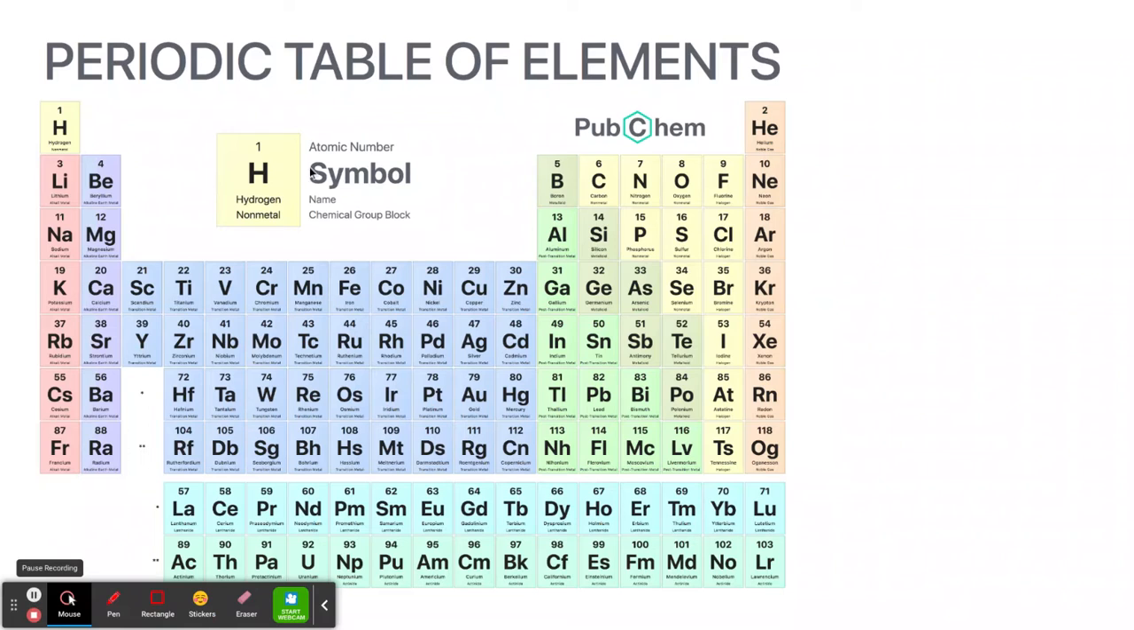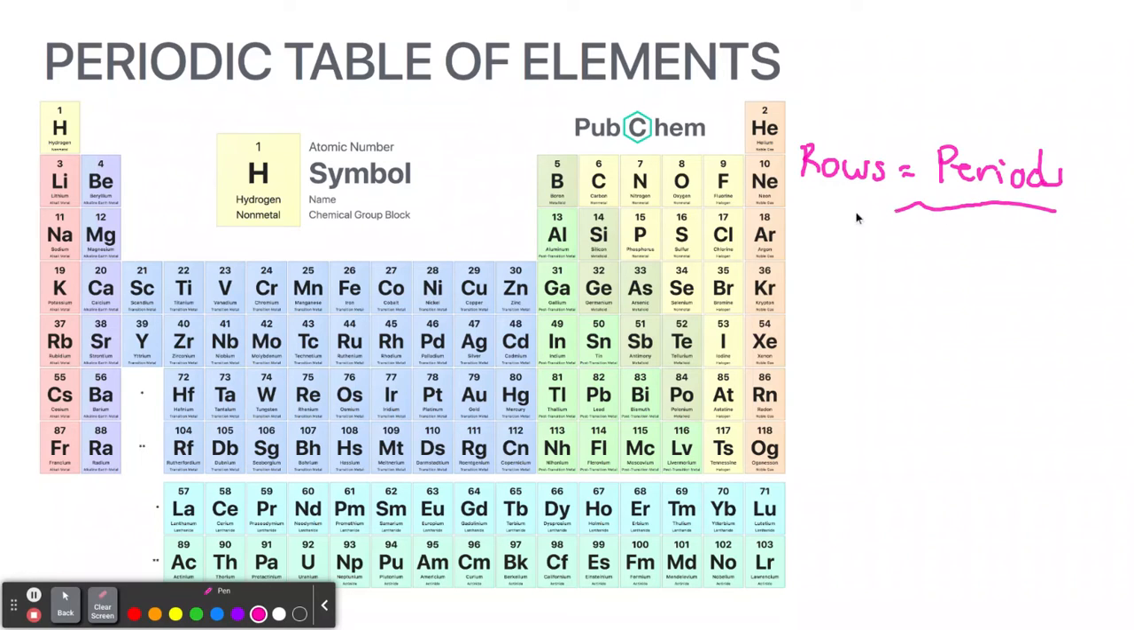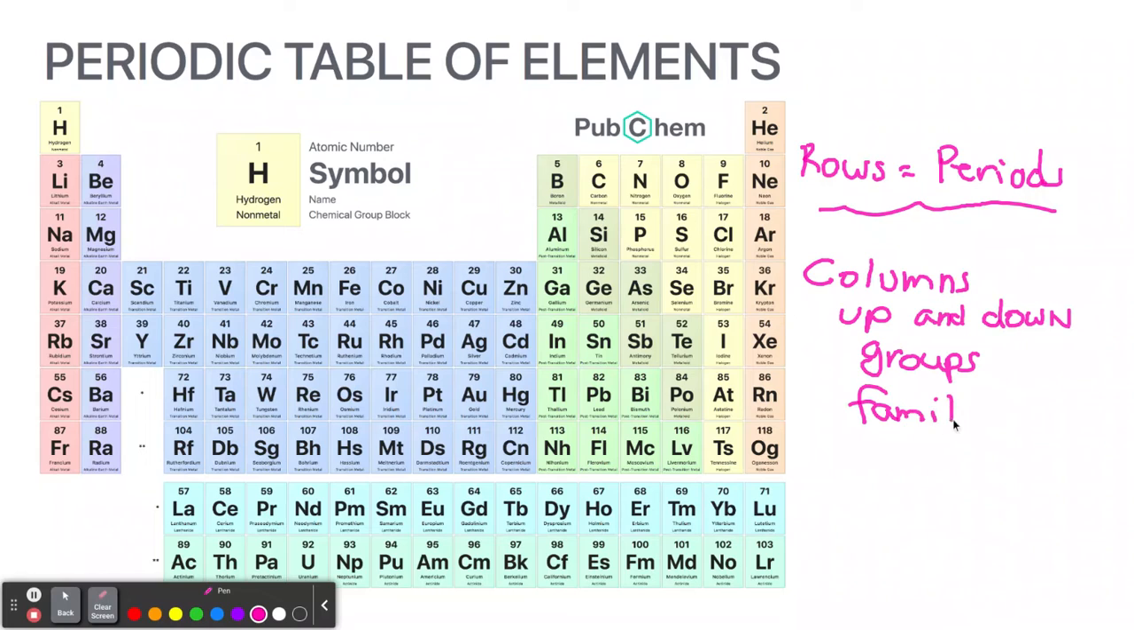And by the way, the rows, I'll write it over here. Let's change the pen. Use that color. The rows, which you know go left and right, are also called periods. And then we have our columns. Now columns go up and down. And they're also called groups. Sometimes you'll hear them as families, because the columns really have a family.